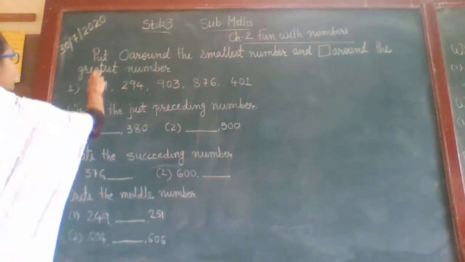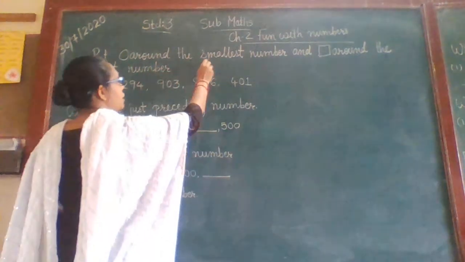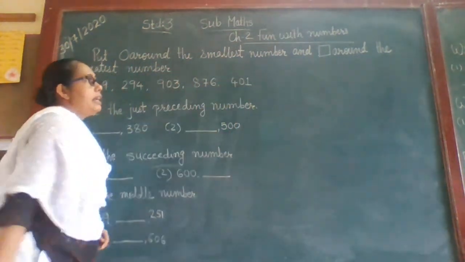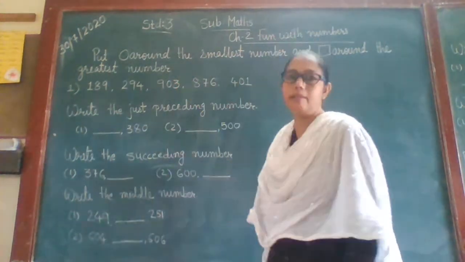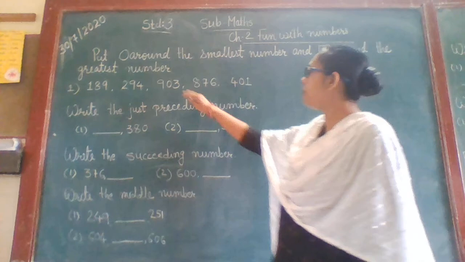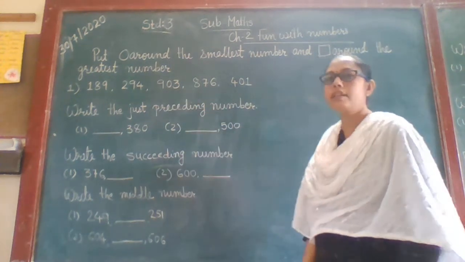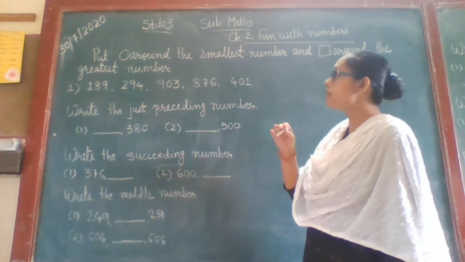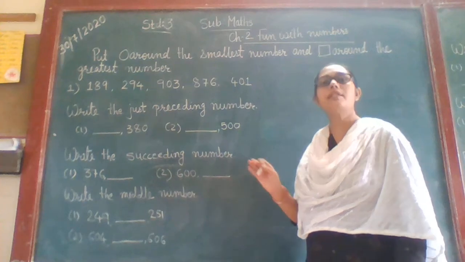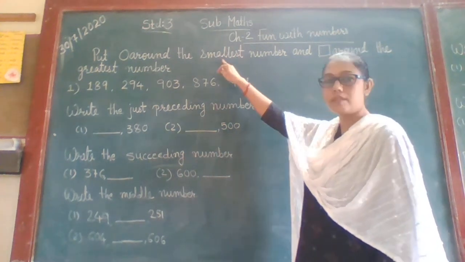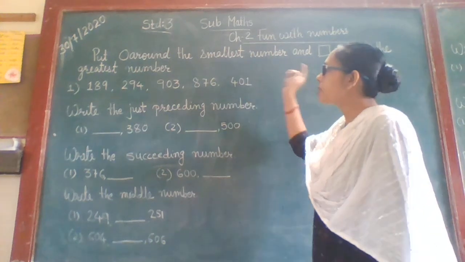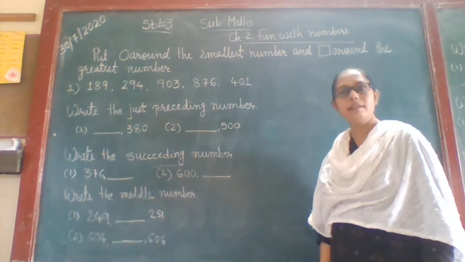First, put a circle around the smallest number and a square around the greatest number. So here 5 numbers are given to us. We have to find which one is the smallest and which one is the greatest. And then we have to put a circle on the smallest number and a square on the greatest number.